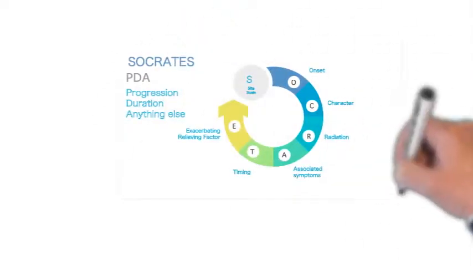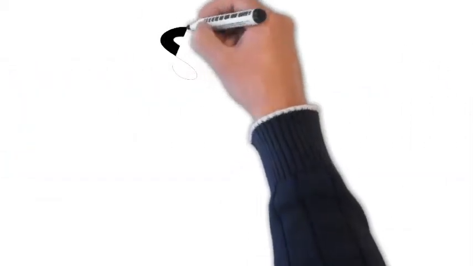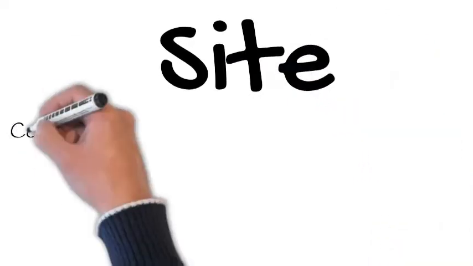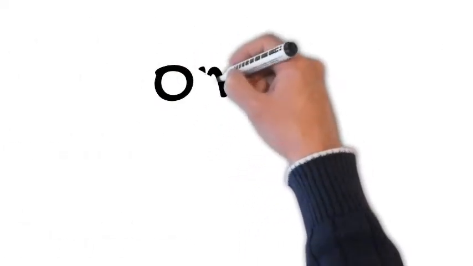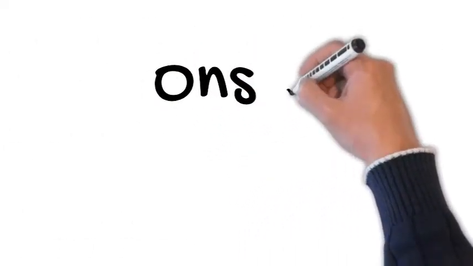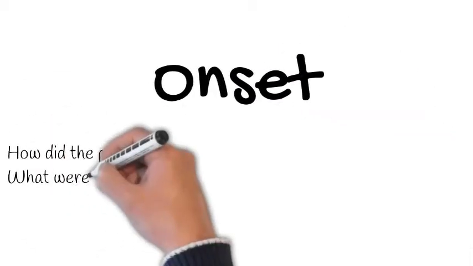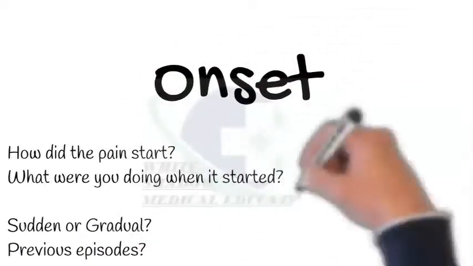Ask about pain using SOCRATES. Site: where exactly do you feel the pain most? Usually, crushing central chest pain is of cardiac origin, whereas epigastric pain is due to peptic ulcer disease. Onset: how did the pain start? What were you doing when it started? Determine whether it is sudden or gradual in onset. Is it the first time, or were there previous episodes?